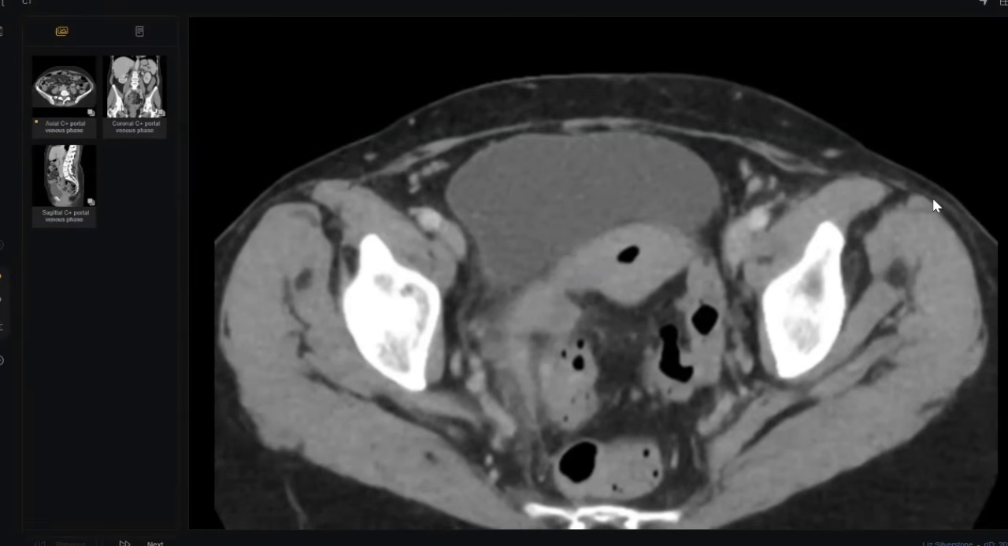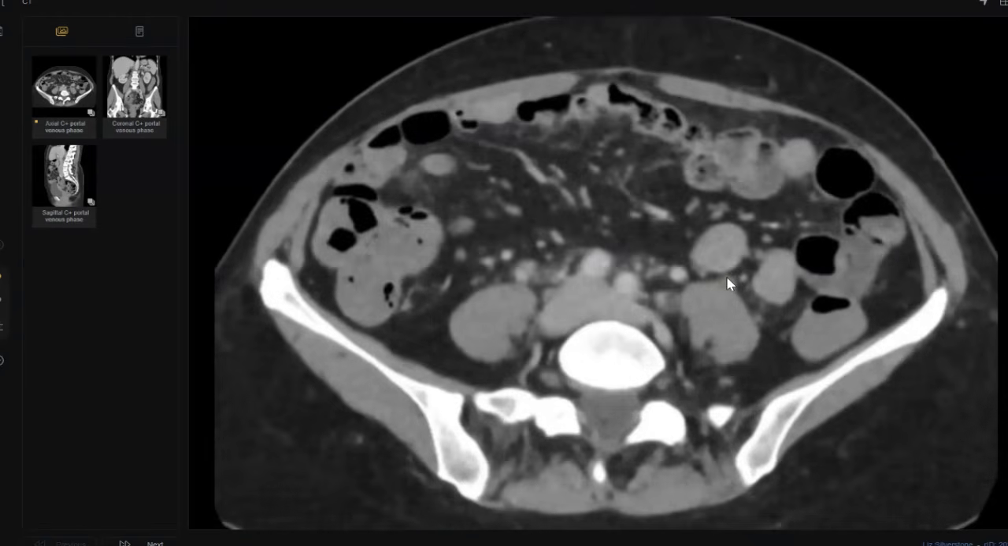So surgical consultation is urgently needed. Do you want to add anything? No, sir. I would also like to add if there's any role for IR for the possible drainage of this collection. Thank you so much.